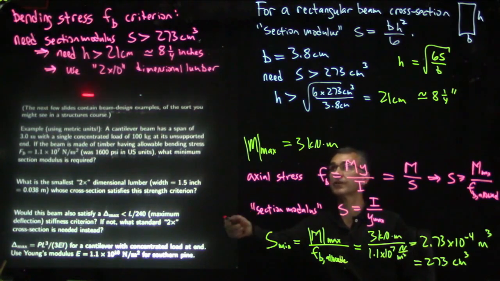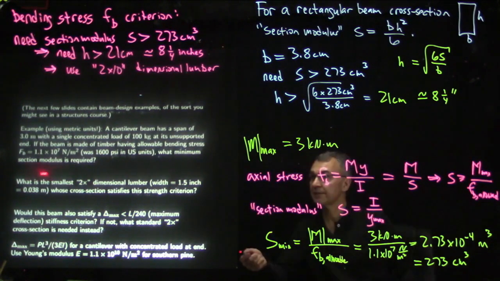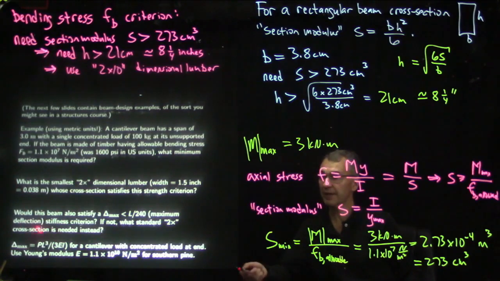So for the bending stress criterion, we need a section modulus bigger than 273 cubic centimeters, which implies we need a beam depth of at least 21 centimeters, which is about 8.25 inches. So that implies we need 2x10 dimensional lumber. A 2x8 will not suffice. Then, okay, would this beam also satisfy a maximum deflection less than L over 240 stiffness criterion?